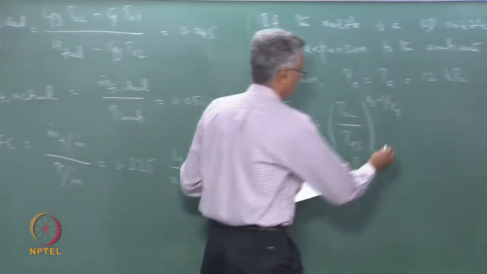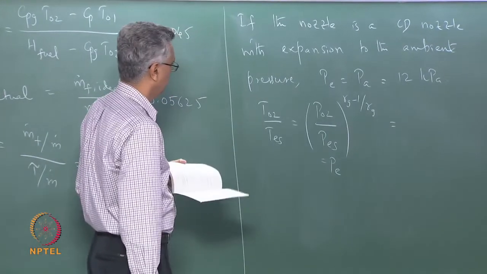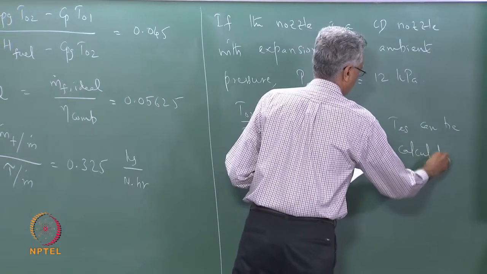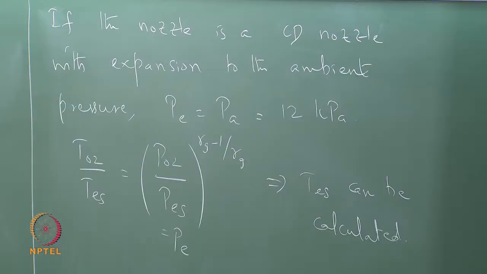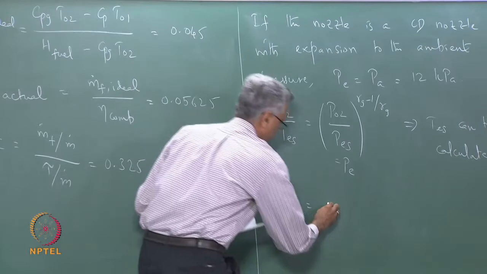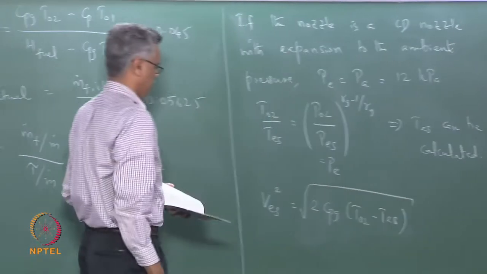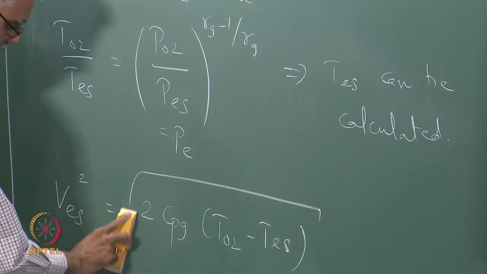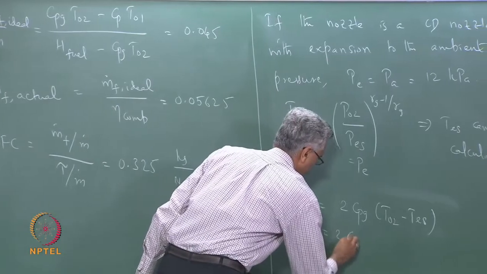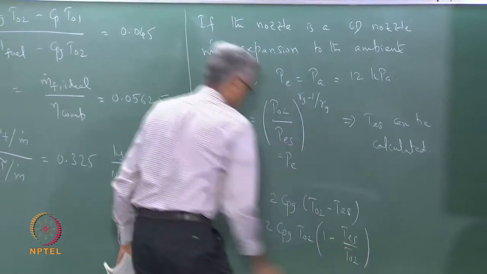So, if I substitute the values, I can calculate TES from this. But I need not calculate this explicitly, I can calculate the exit velocity by just using this ratio. So, VES square is equal to 2 times CPG times T02 minus TES. I am sorry, there is no square root here because this is VES square. And if I pull out the T02 from this, this can be written as 2 CPG T02 times 1 minus TES over T02.